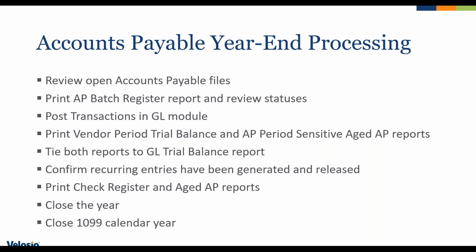If you happen to be using recurring entries in accounts payable, make sure all those have been generated, released, and posted on the General Ledger side as well. You can print your check register report and your aged AP report, so you have that information on hand. And at that point, you would be able to go ahead and close the year. This is done in the GL closing screen. And also there's an added step on the AP side to close the 1099 calendar year, to roll the two open 1099 years forward one year. We'll touch on that next.